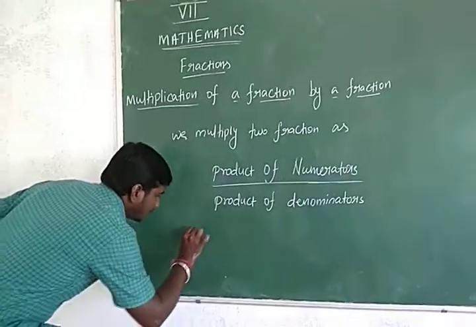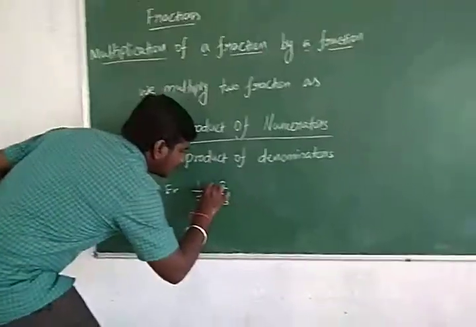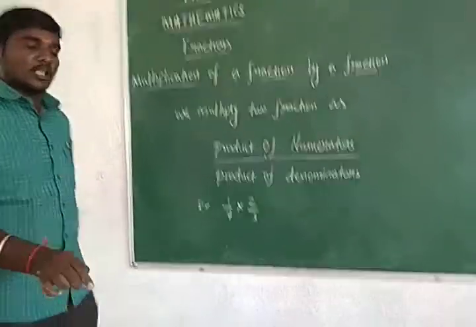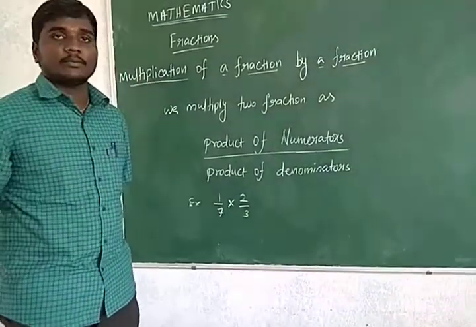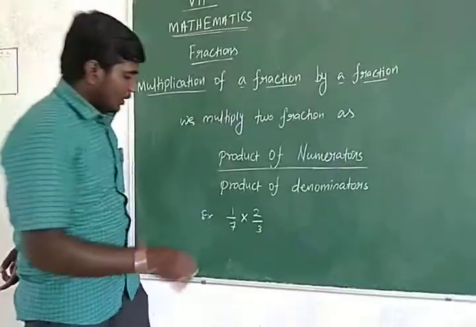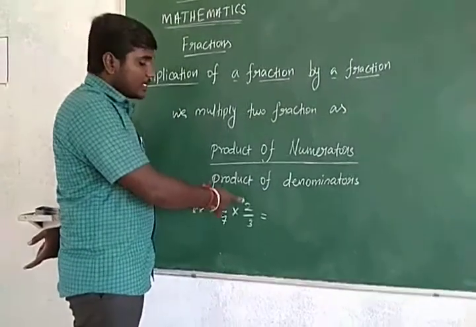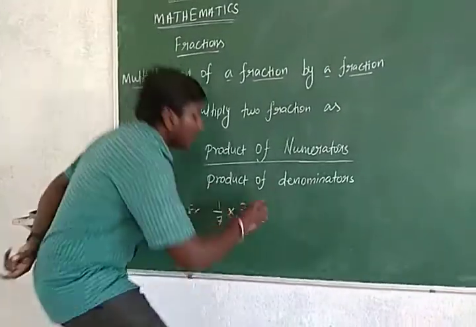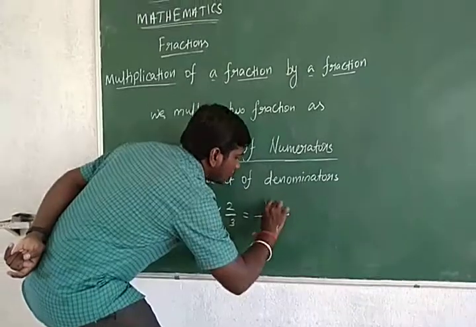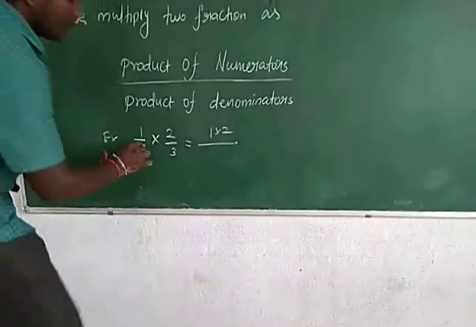For example, 1 by 7, 2 by 3. 1 by 7 is a fraction. 2 by 3 is a fraction. Both are proper fractions, not a problem. What is the numerator of this fraction? 1. What is the numerator of this fraction? 2. Product of numerators, 1 into 2, divided by product of denominators.